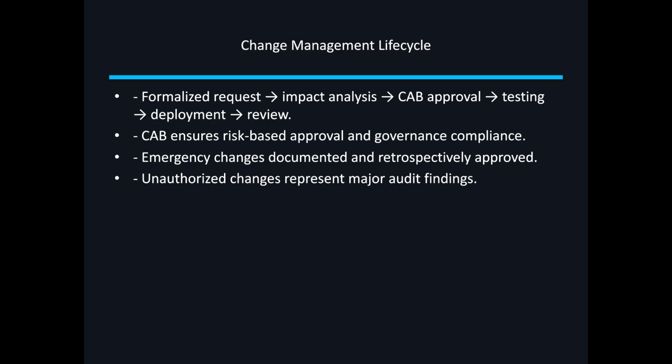Then implementation in production, conducted during controlled maintenance windows. After implementation in production is the post implementation review, which confirms success and assesses the residual risk. Unauthorized or emergency changes are one of the most frequent audit findings. Such changes bypass governance mechanisms, increasing the probability of outages or security incidents.